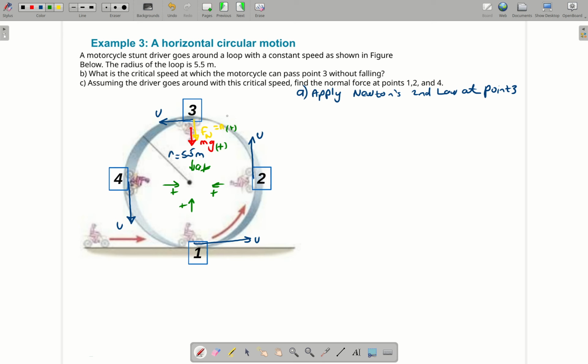And then I apply Newton's second law. F net is equal to ma, which is m v squared over r for the case of uniform circular motion. And now I'm going to add all the forces to find my F net. It's the normal force plus mg, and that's equal to m v squared over r.